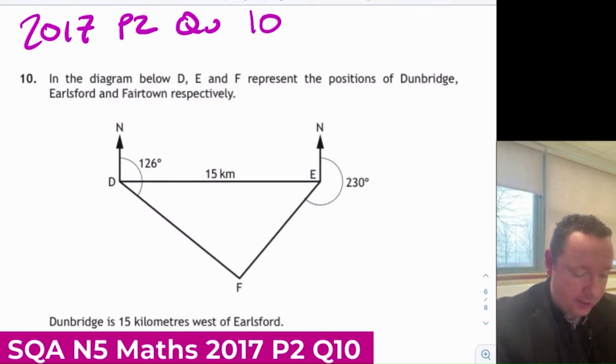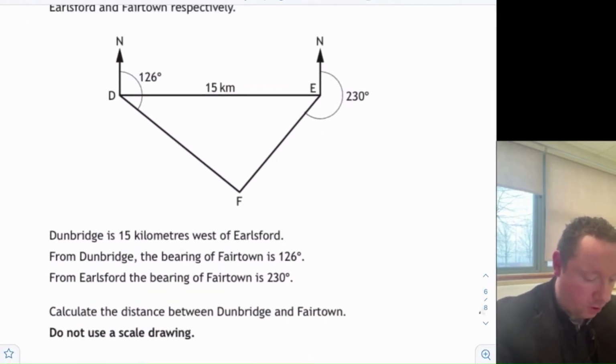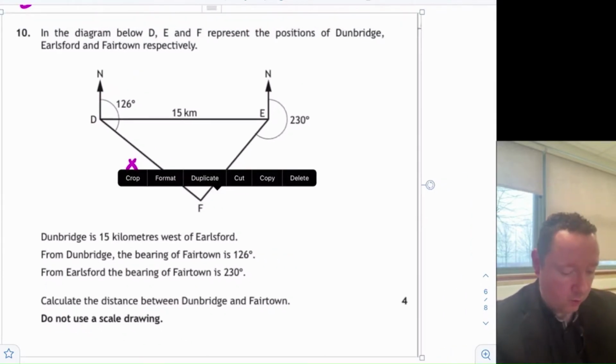2017 Paper 2 Question 10. In the diagram below, D, E and F represent the positions of Dunbridge, Aylesford and Fairtown respectively. It tells us that Dunbridge is 15 kilometres east of Aylesford, and it's drawn it in for us. From Dunbridge, the bearing of Fairtown is 126, which is drawn all the way round, north, down to Fairtown. From Aylesford, the bearing of Fairtown is 230. From Aylesford, 230 to Fairtown. Calculate the distance between Dunbridge and Fairtown. Let's just mark that up there with an X.